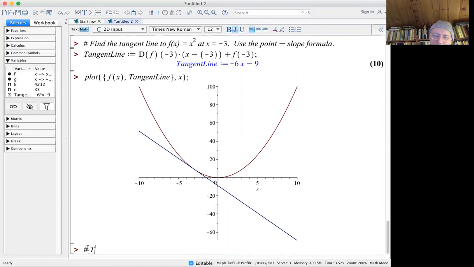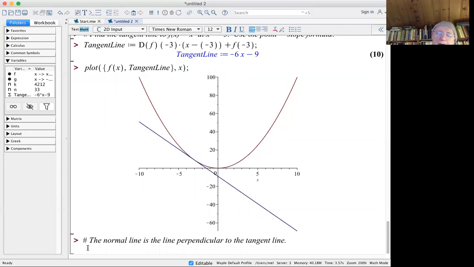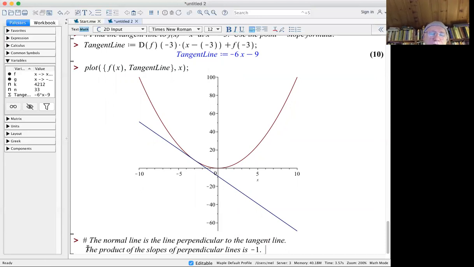Recall that the normal line is the line perpendicular to the tangent line. And the product of the slopes of perpendicular lines is minus 1, unless one of them is horizontal and the other is vertical.